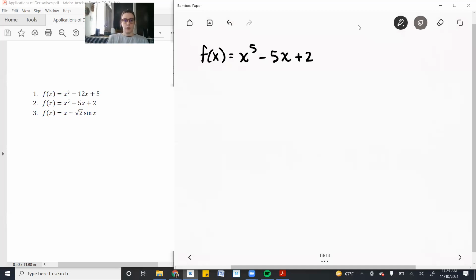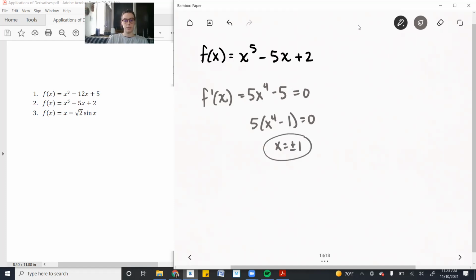Okay, so I want to first find my critical number. So I'm going to take my first derivative, set it to 0. Factor out a 5, I can see that x will end up being plus or minus 1. So these are my critical numbers. And in order to test, I'm going to take my second derivative. So f double prime is going to be 20x cubed.